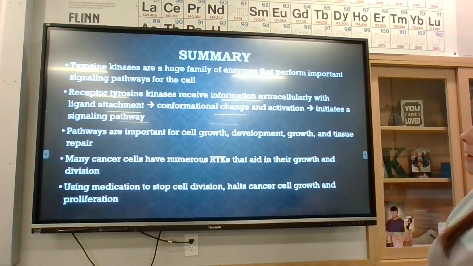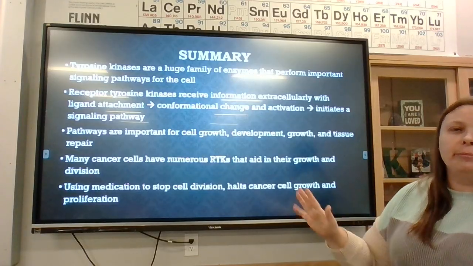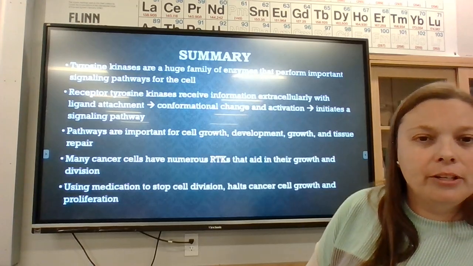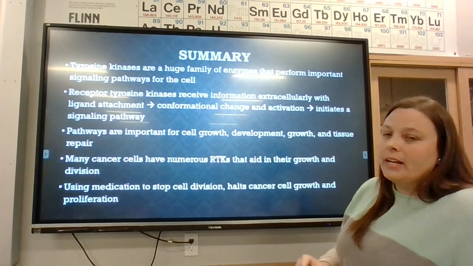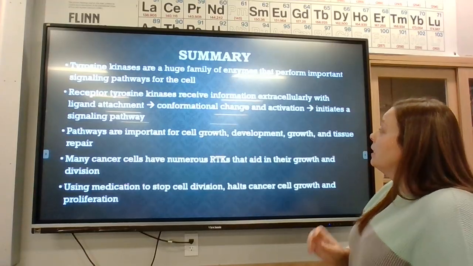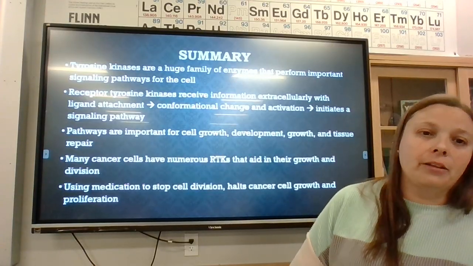Now, in summary, tyrosine kinases are a huge family. There's about 90 different ones. 60 are receptor ones found in humans, okay? I just kind of honed in on a couple of them today, just due to time constraints, but they help with signaling pathways for the cell.